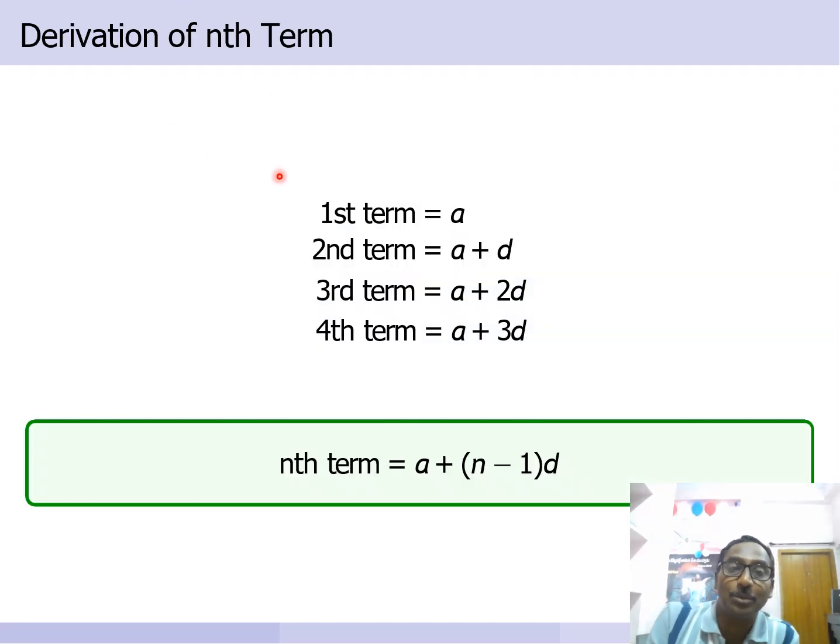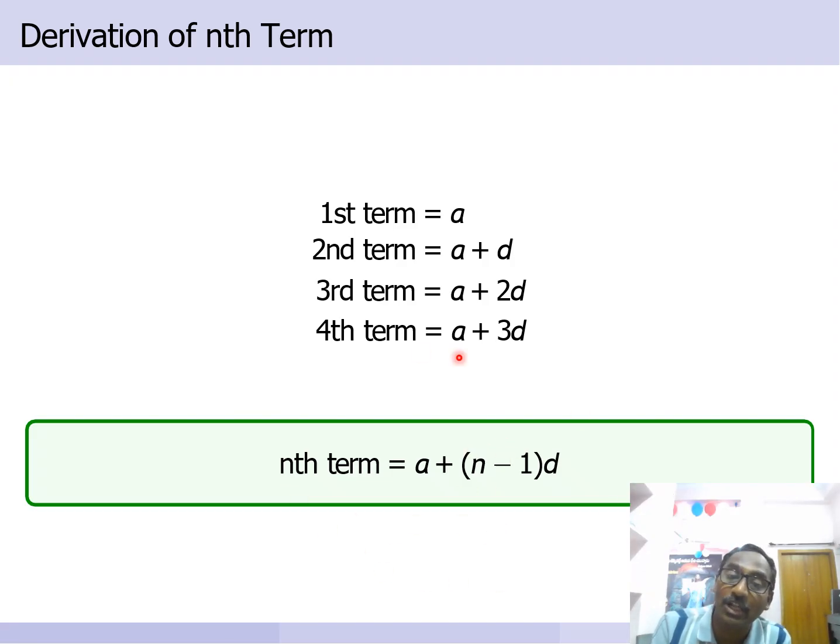Derivation of nth term. First term a, second term a plus d, third term a plus 2d. See here, this is third, here you are getting 2. Fourth, here you are getting 3. Fourth term a plus 3d. So nth term a plus n minus 1 times d. So if it is first term, a plus 0d. If it is second term, a plus 1d. If it is third, a plus 2d. If it is fourth, 3 you are getting. So if it is nth, you are getting n minus 1.